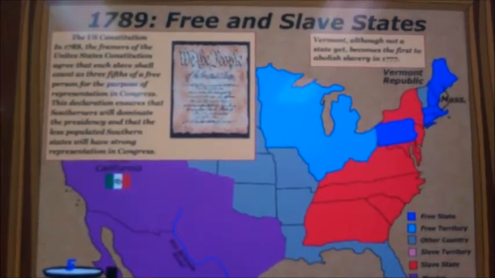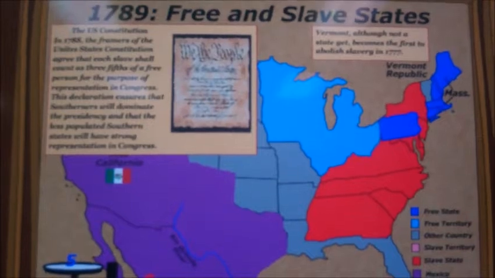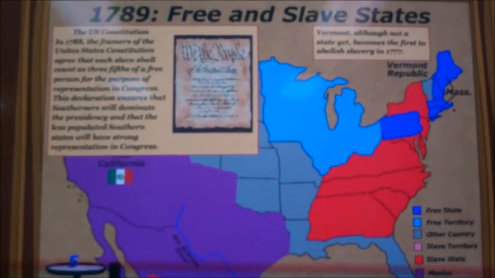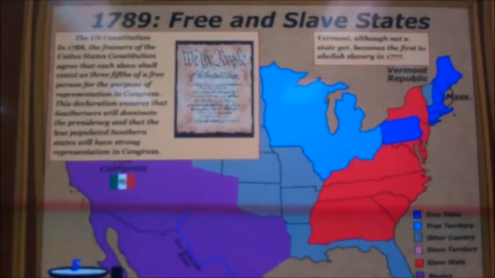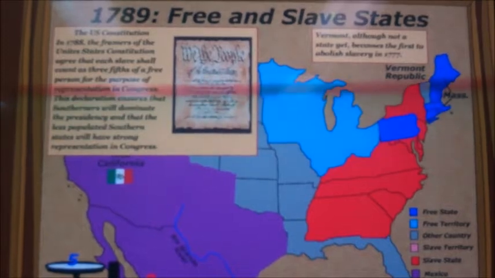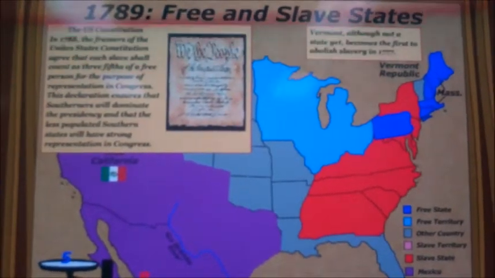There were many causes of the attack on Fort Sumter. Many events became long-term causes and led to the Civil War. In 1788, the U.S. Constitution agreed that each slave would count as 3/5 of a free person for representation in Congress. This means that the South will have more power in Congress over the North.